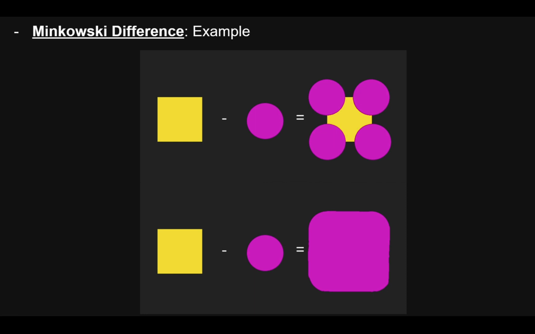Here we have some examples. In the first example, we can see a different way of seeing the Minkowski difference, where you sample one of the two shapes on top of the other one, and you're going to have the same result, which would be this one.